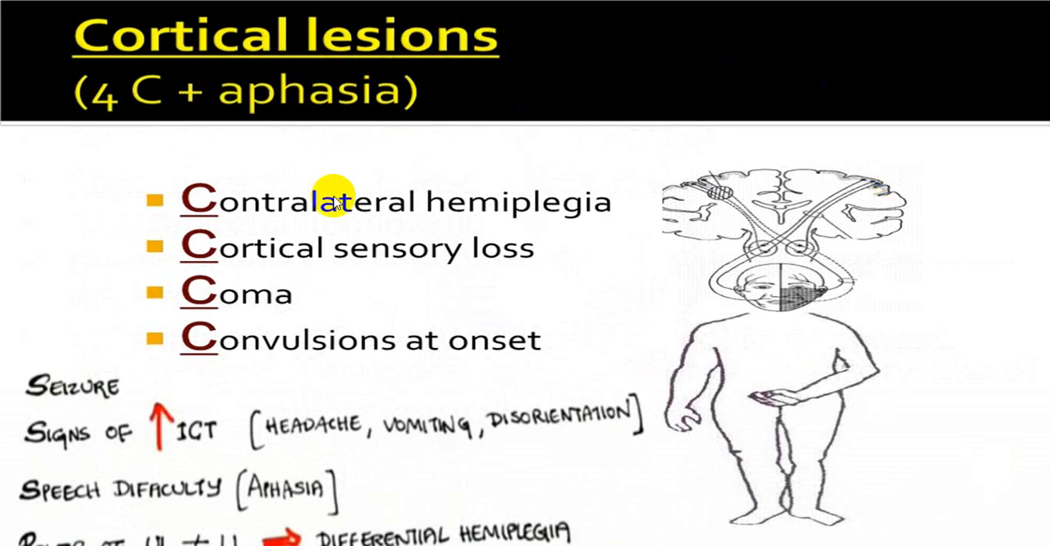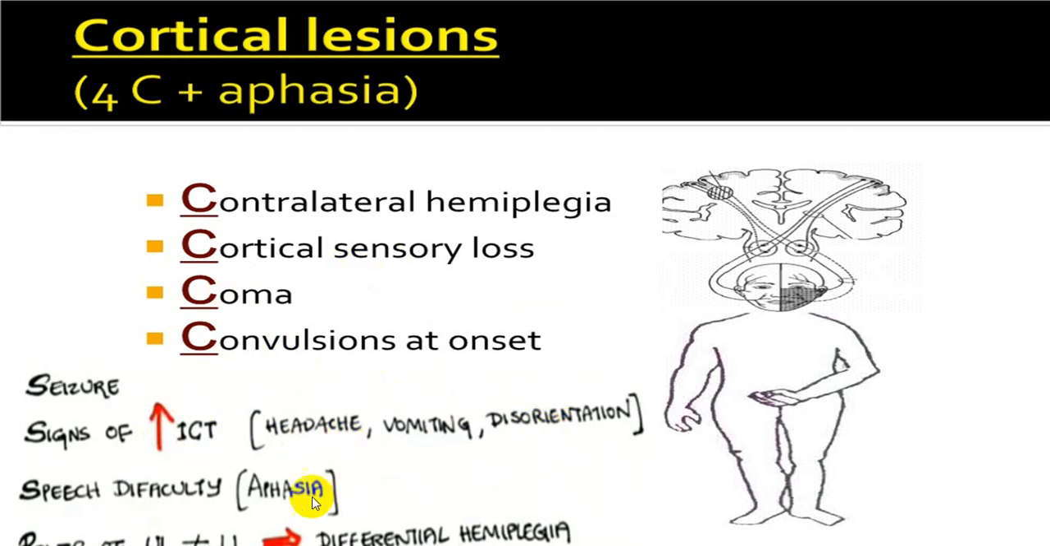So in a cortical lesion, you can come across contralateral hemiplegia, and cortical sensory loss, particularly localization, discrimination, two-point discrimination, stereognosis, graphesthesia, etc. will be affected. The person can have an altered level of consciousness because of the damage to the cortex. Seizures will be quite common. And the person will have symptoms and signs of raised intracranial pressure like headache, vomiting, disorientation, blurred vision, and papilledema.